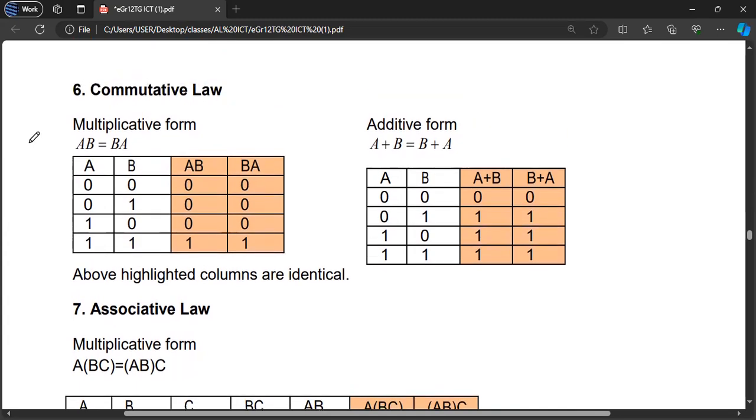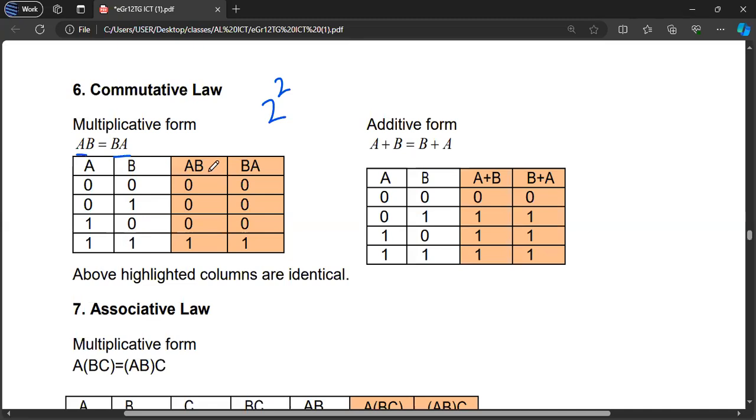Now the multiplicative form says AB is equal to BA. Correct? You and me, or me and you, anyhow you say it's the same. So AB is equal to BA. Here for AB we have two inputs, so 2 to the power 2 is going to be 4 combinations of 0 0, 0 1, 1 0 and 1 1. These are the 4 combinations.